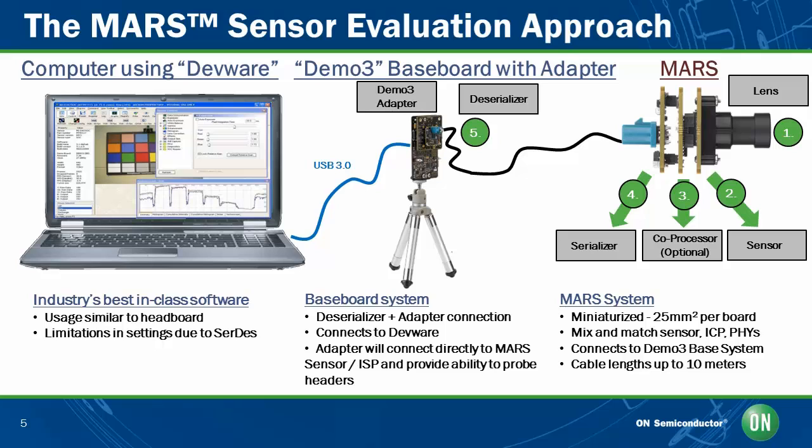And then last, you see the serializer board here, and this is what allows us to be able to connect from a long distance. And this connector that you see here that connects from the sensor to the coprocessor is also the exact same connector that connects into the serializer, so you really can eliminate this board here if it's not needed, and this connects directly here.